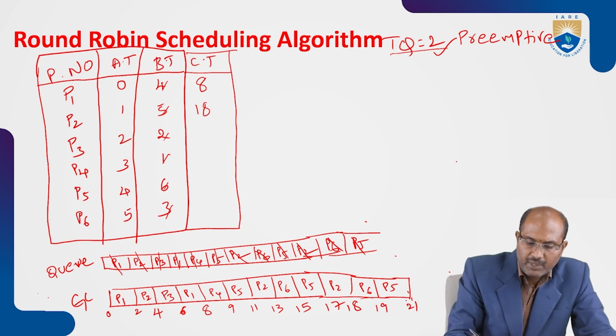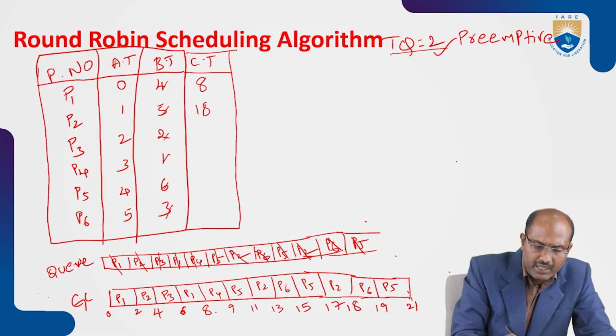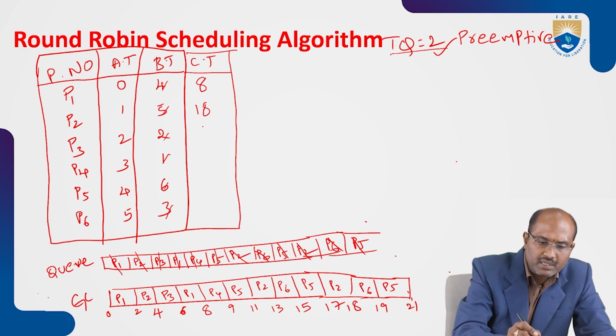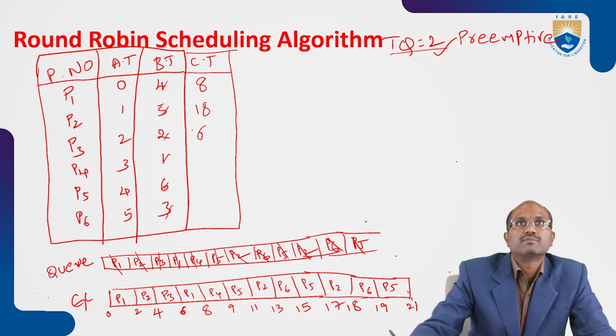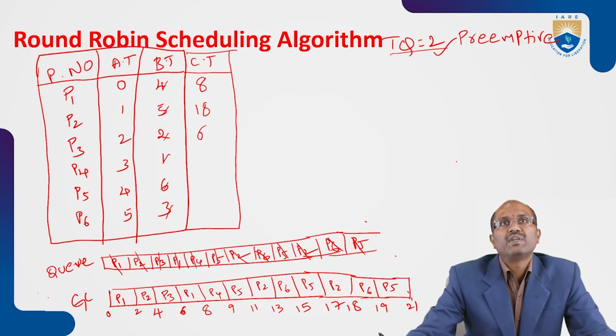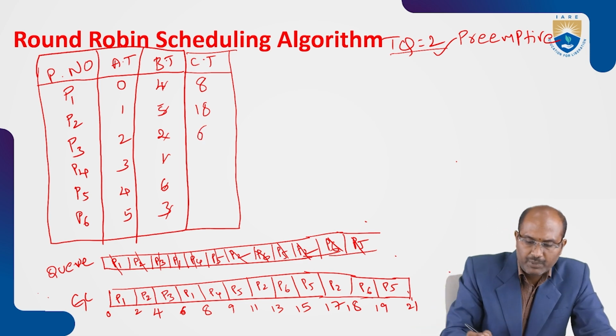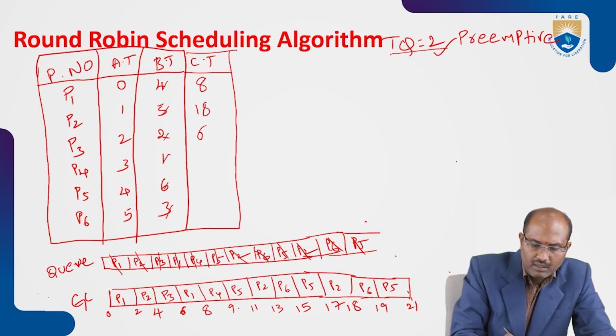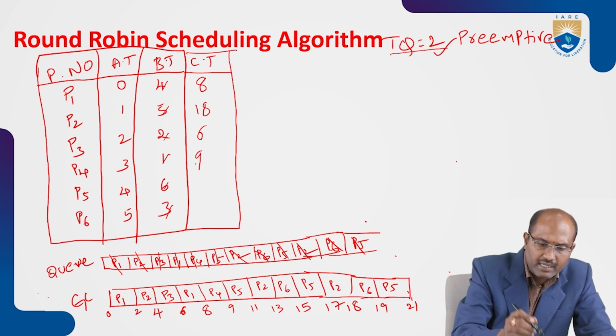P3, where did it complete, coming from back to front? P3 completed at 6 units of time. P4 completed, coming from back to end, at 9 units of time. P4 is 9.